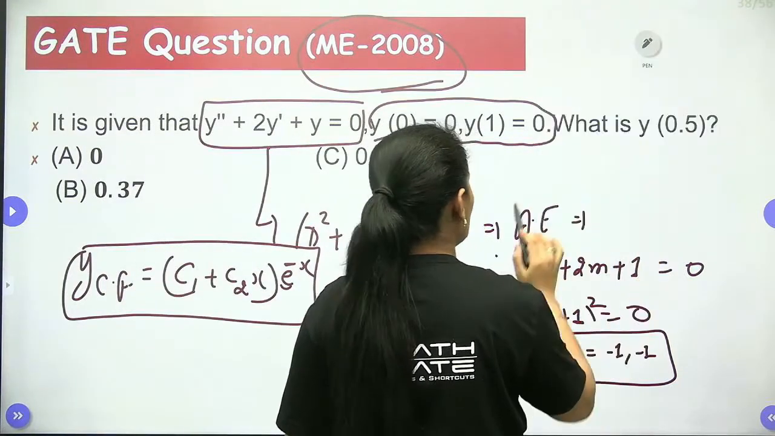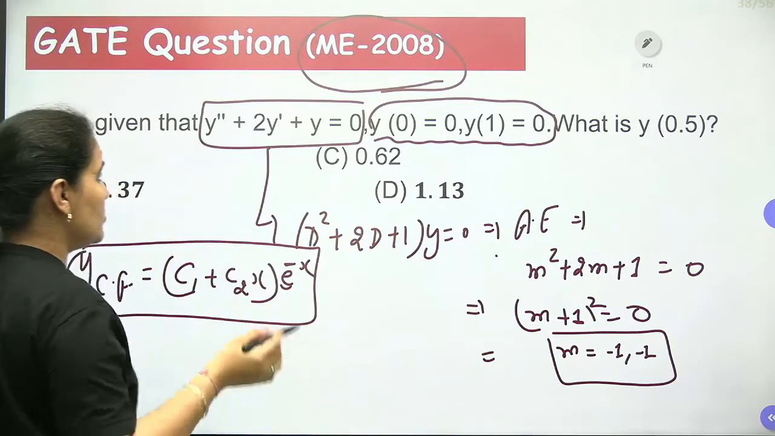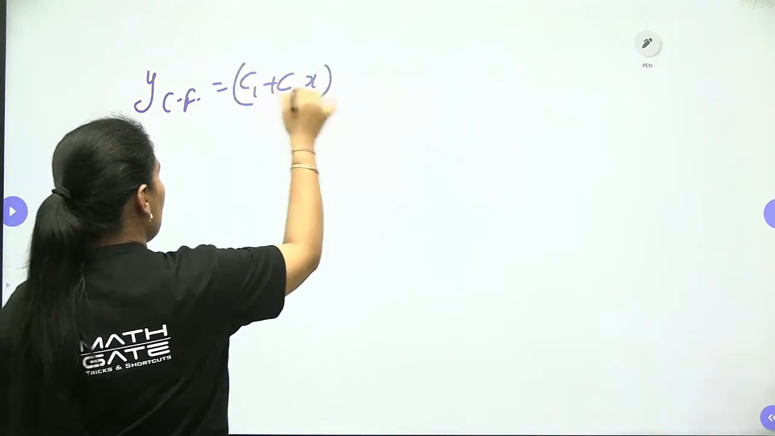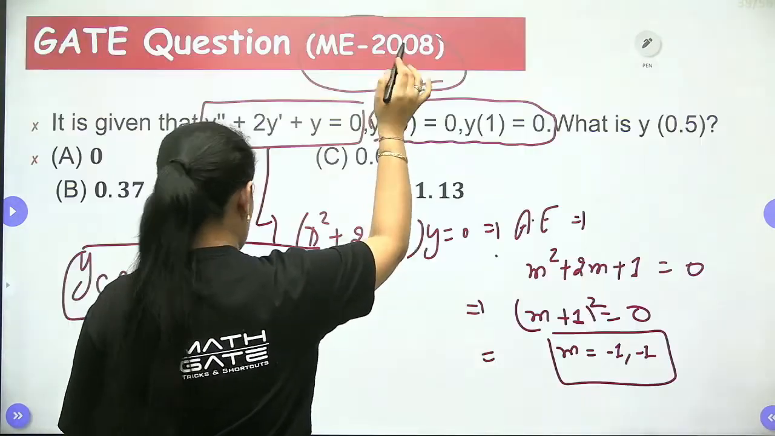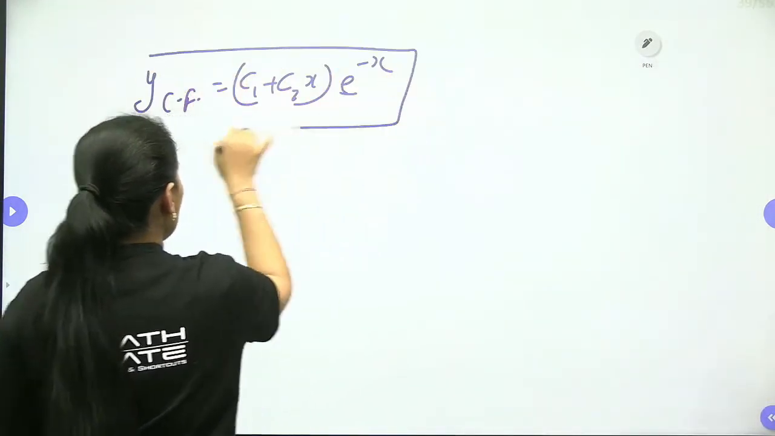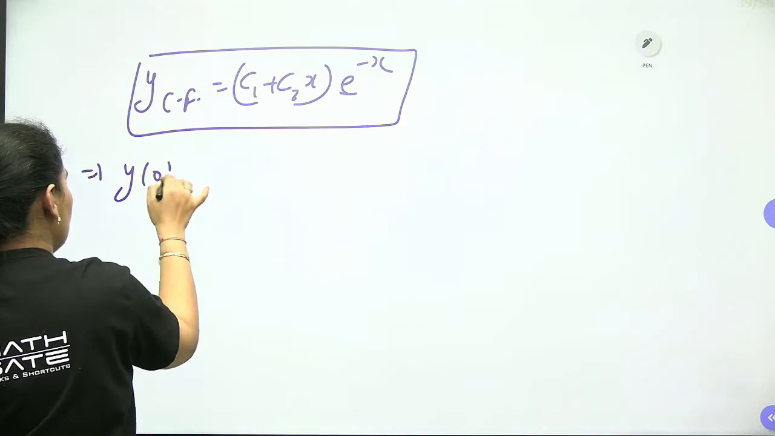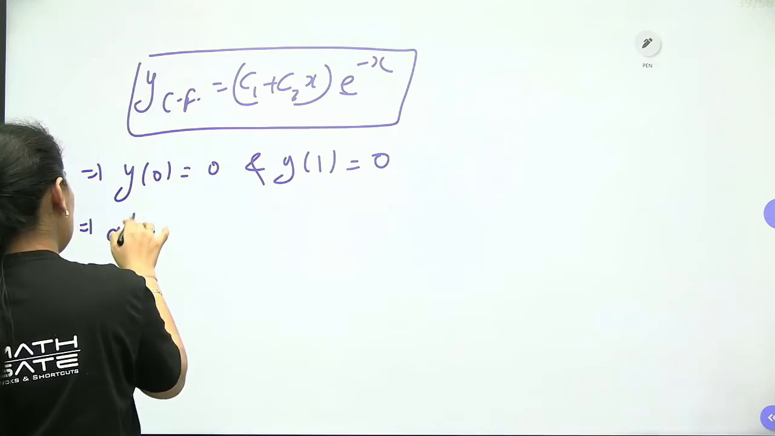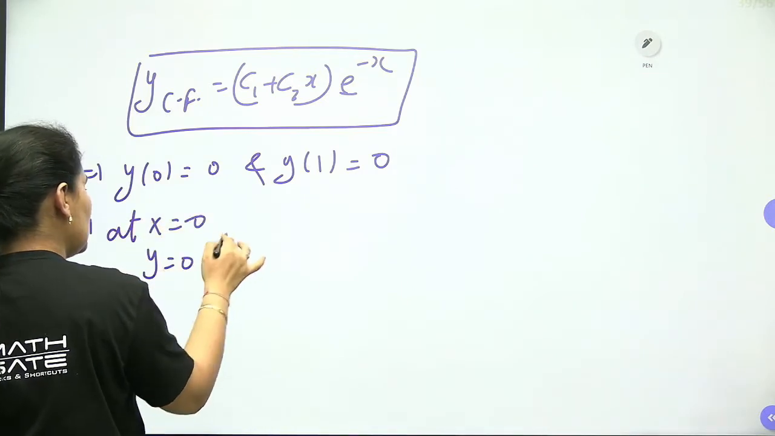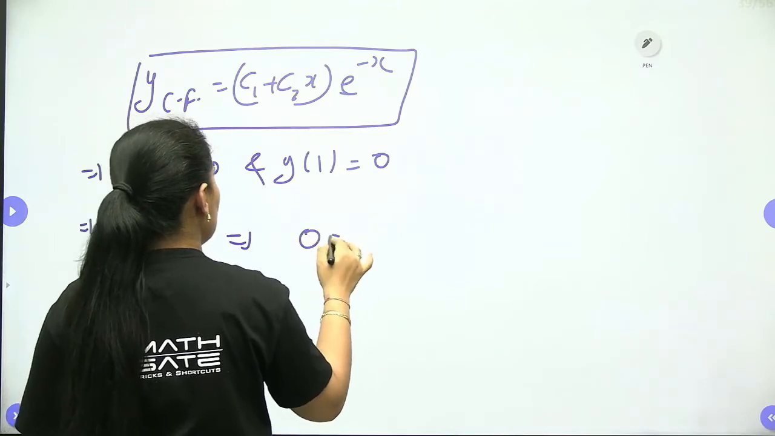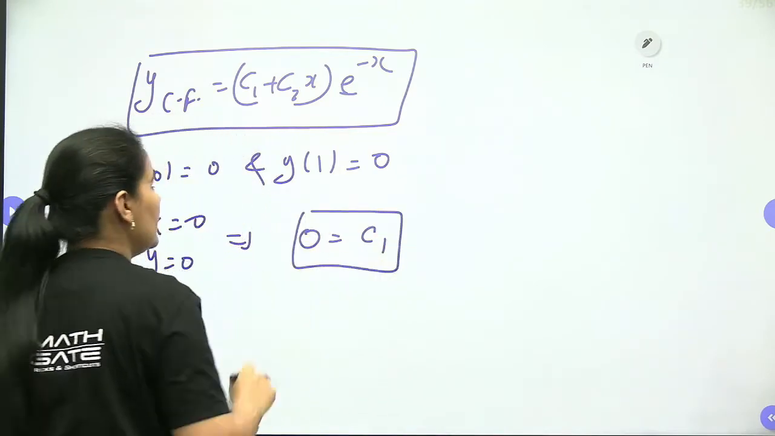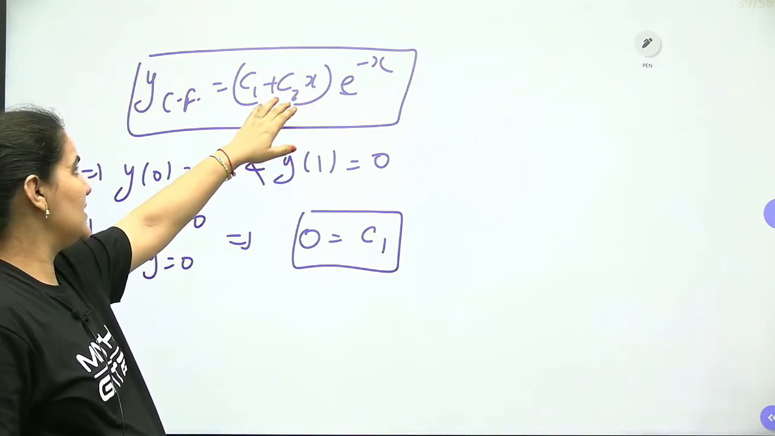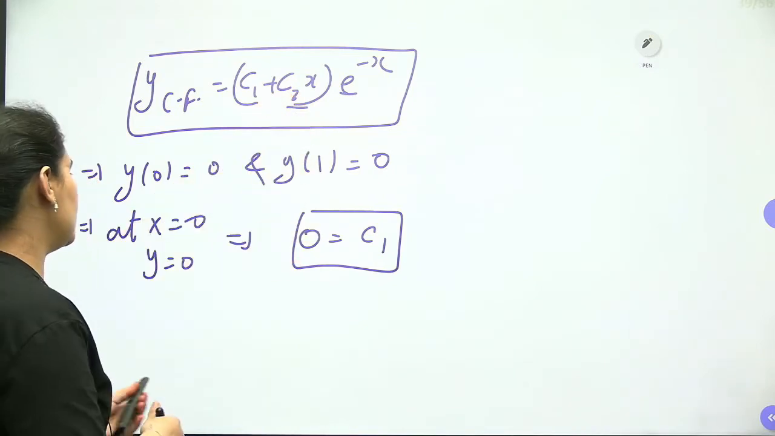Now we have two conditions: y0 is equal to 0 and y1 is equal to 0. Let me write again C1 plus C2x, e to the power minus x. The first condition is y0 equals 0. It means at x equals 0, y equals 0. Let's put it here: x equals 0, y equals 0. So C1 will be 0 from here.